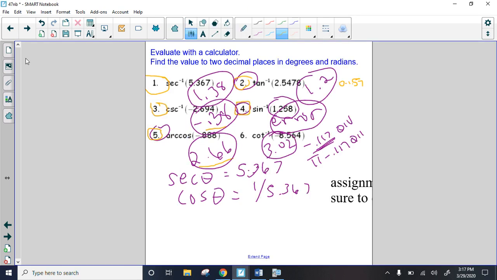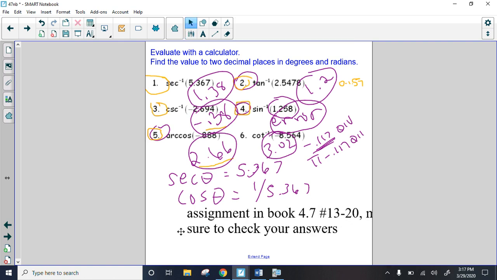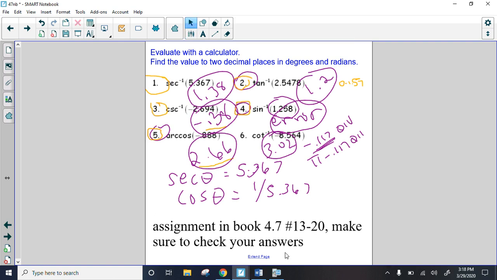Replay this last part if you need to. But what you're going to do and what you're going to try is you are going to try 4 to 7, 13 to 20, all of them, and make sure you are checking your answers.